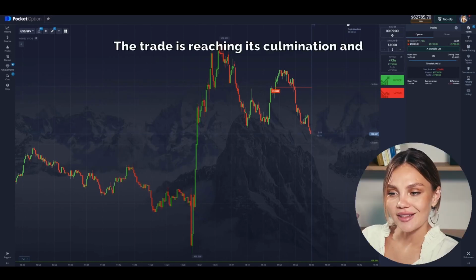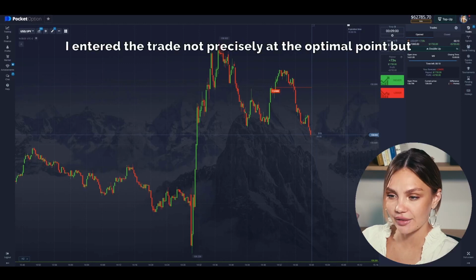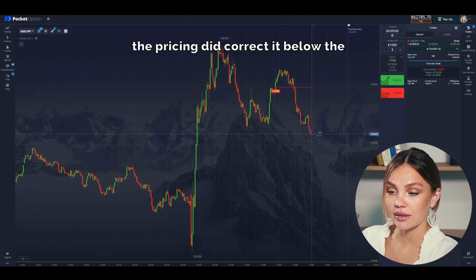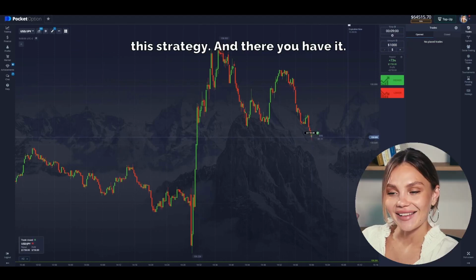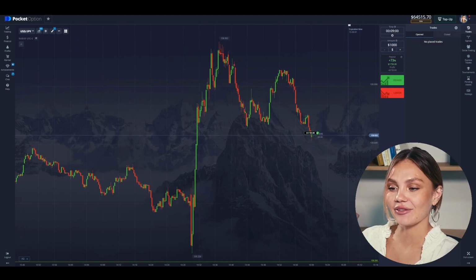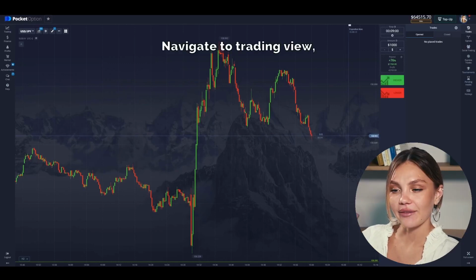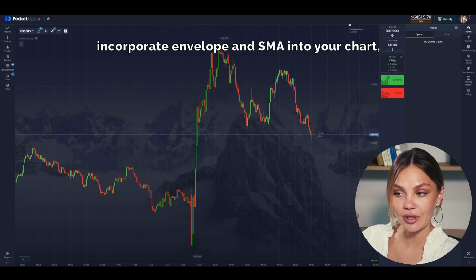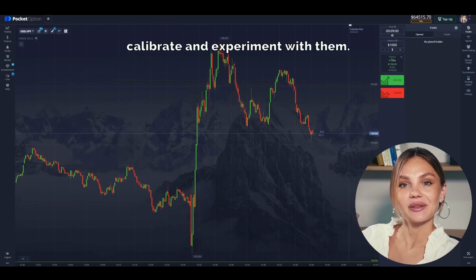The trade is reaching its culmination and the strategy unfolded almost impeccably. I entered the trade not precisely at the optimal point, but the price indeed corrected below the prior minimum, mirroring the anticipated outcome within this strategy. And there you have it. The trade is on the brink of finalization and I've pocketed $730. Navigate to TradingView, incorporate envelope and SMA into your chart, calibrate, and experiment with them.